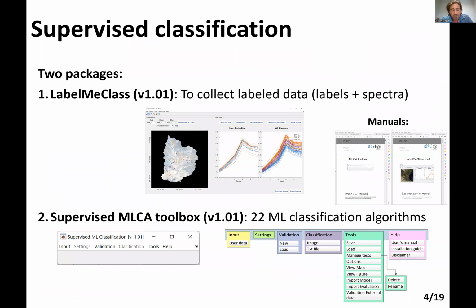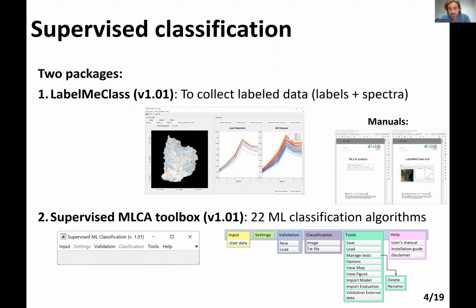Okay, so there will be two toolboxes, in fact, that I want to show you. First is this smaller tool, what we call LabelMeClass, and that tool is developed to collect your labeled data, because at the end, the toolbox is a supervised classification toolbox, meaning that it needs labeled data for the classification. The labeled data is just that you as a user define what the land cover classes are. It can be sea, land, water, vegetation, and so on, right? So that needs to be labeled.